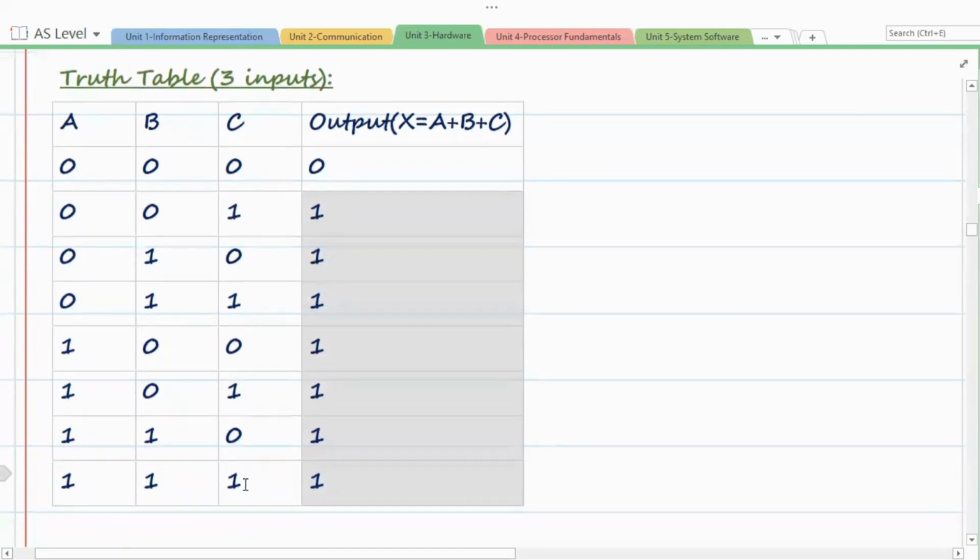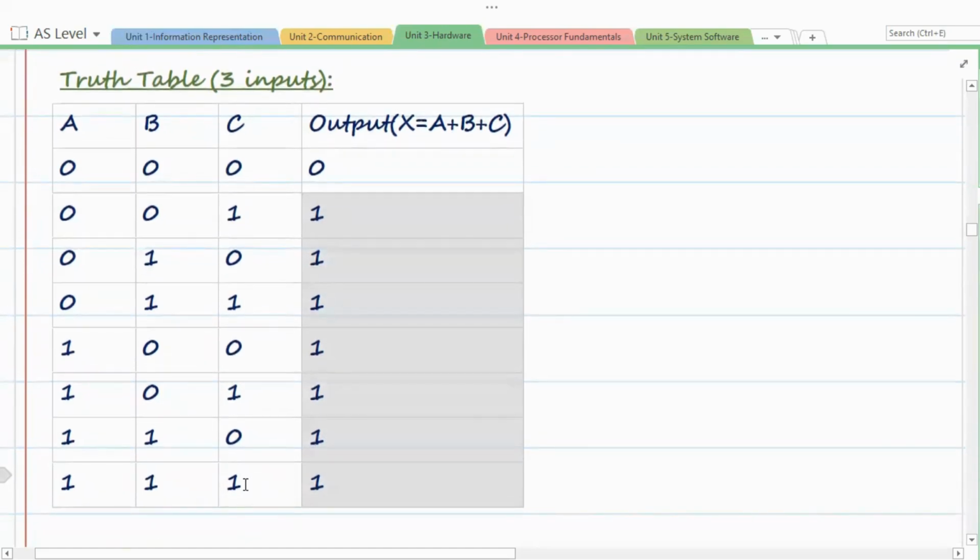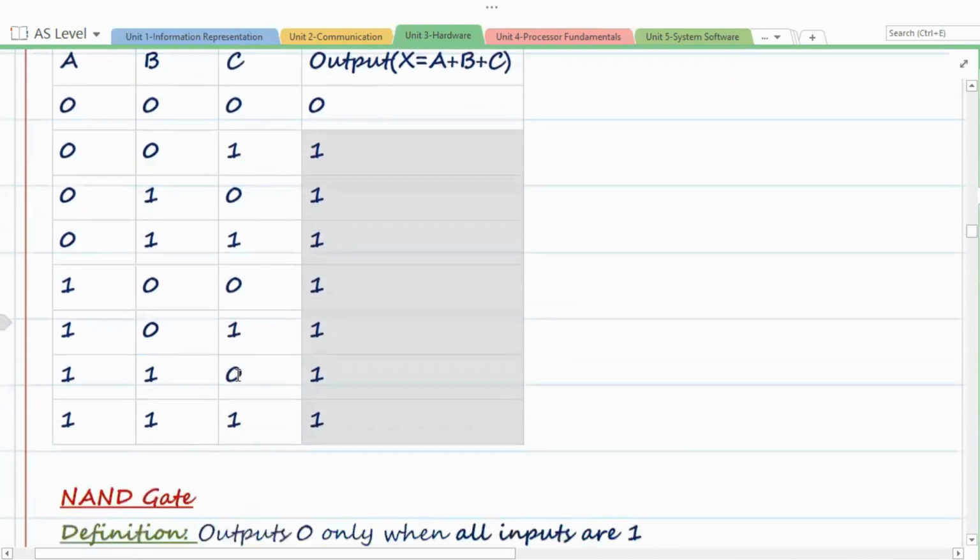Okay, now you will create a truth table with 4 inputs yourself for the OR gate. I have not created it for you, right?